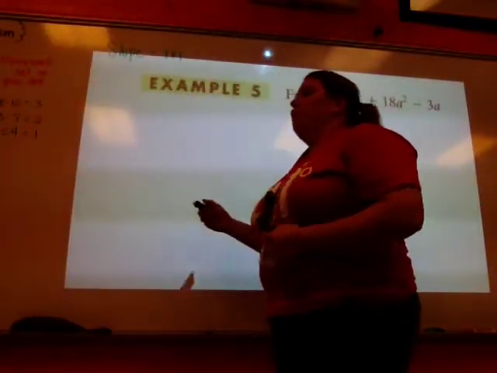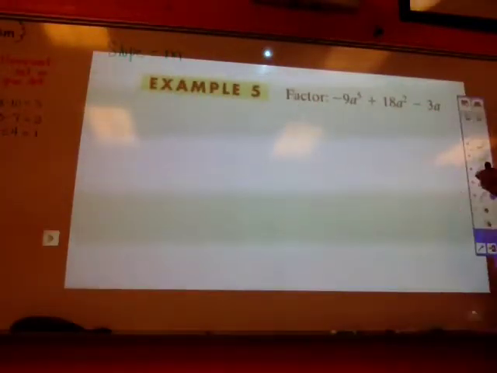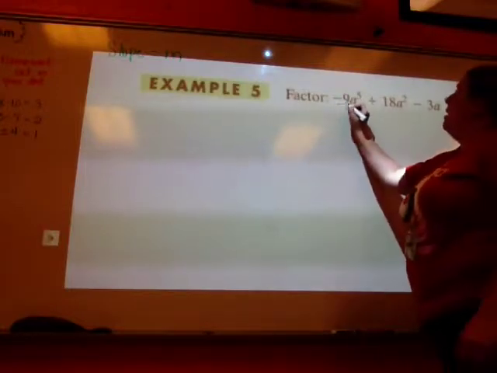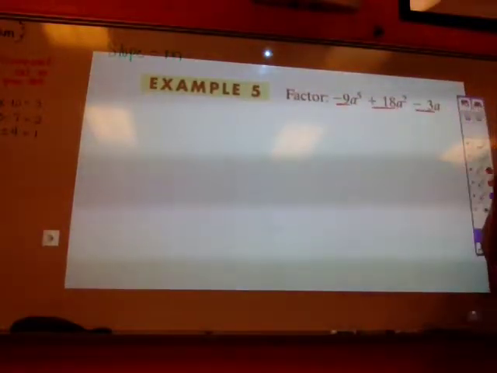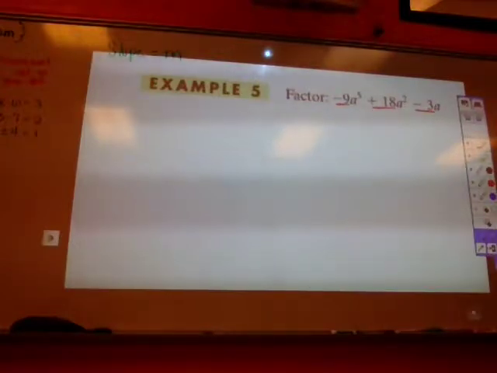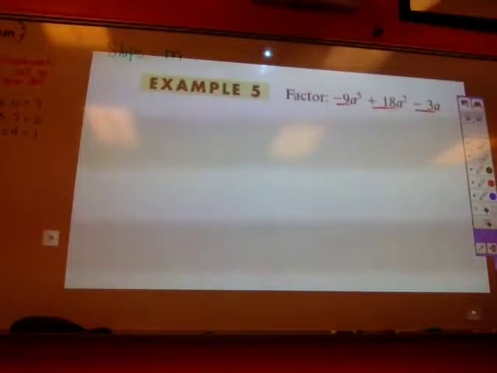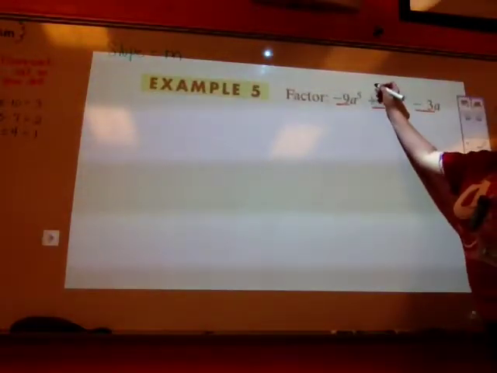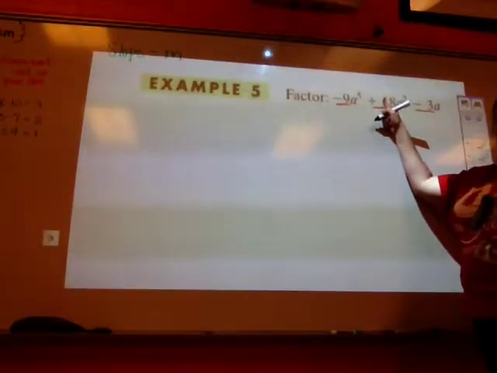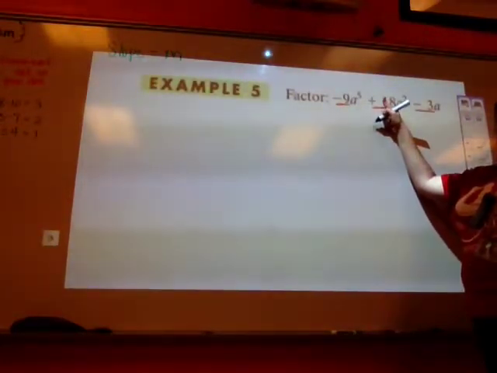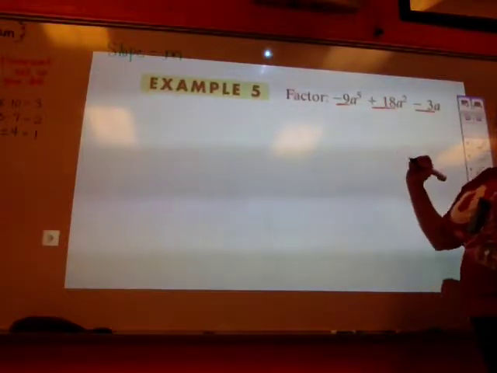All right, so if I'm looking at -9, positive 18, and -3, what can I pull out of all of those? A -3. Do we all agree I can pull a -3 out of that? Because 18, I can do -3 and -6, right? Gives me a positive 18. Everybody agree with that? So I can pull a -3 out of all those.